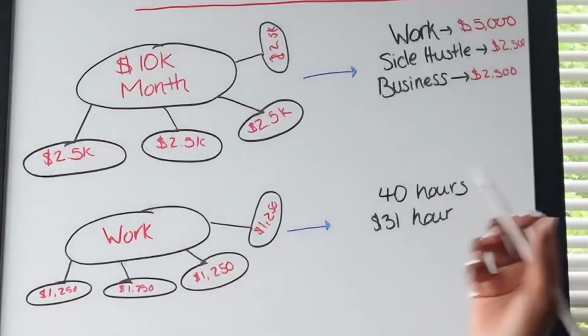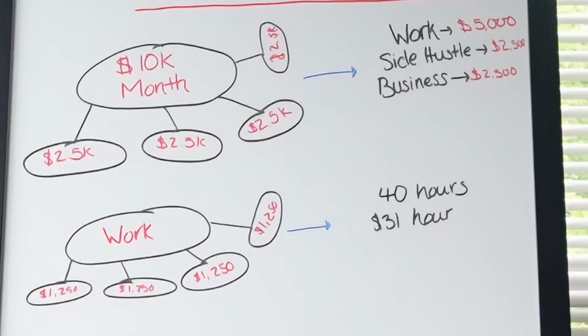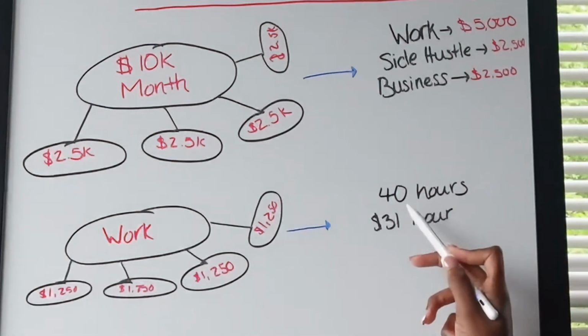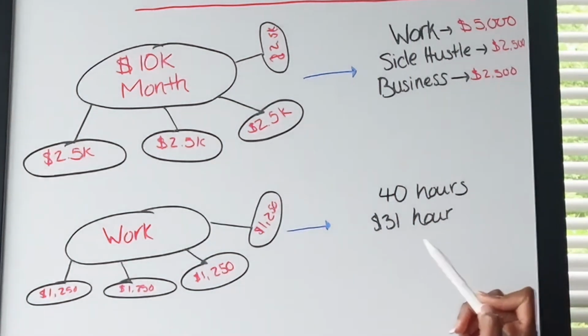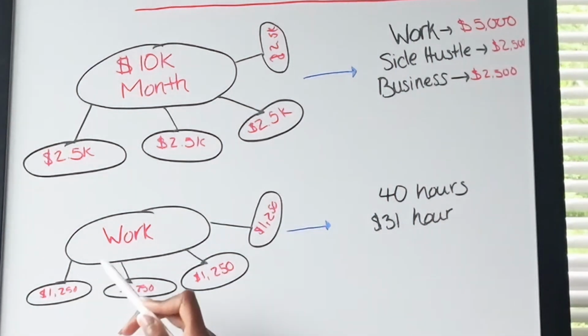Now from work, it seems easy because it may seem like, okay, I work, duh. Like I know how much I make an hour. I know how much I make a week. But what also messes up a lot of people is that, yes, you may know, okay, if I work 40 hours a week with $31 an hour, I make $1,250.